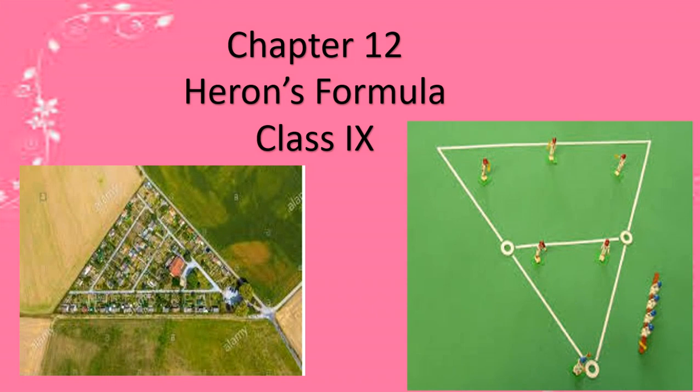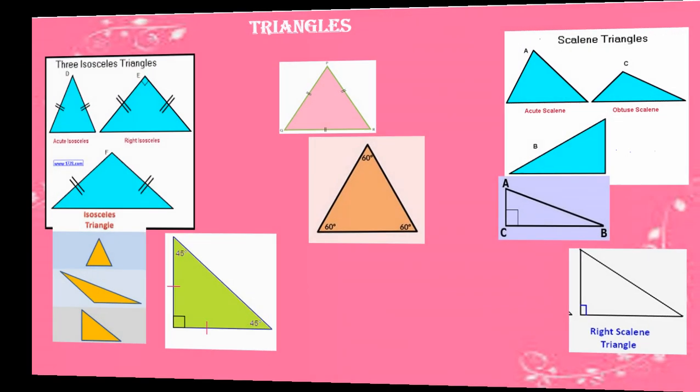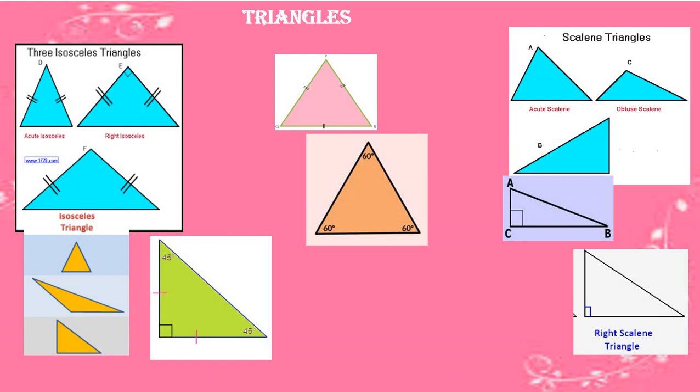Hello students, today we are going to start on chapter number 12, Heron's formula for class 9th. So let's start this. Now here different triangles are shown: isosceles triangle, equilateral triangle and scalene triangle. Basically the triangles are in these three categories: isosceles, equilateral and scalene triangle.